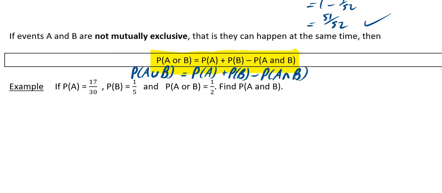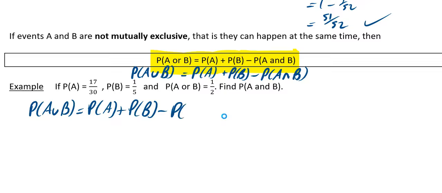And then we can fill this in. So the question here asks us to find the probability of A and B. And it mentions A or B, so let's just write down your formula. So the formula is going to be probability of A union B is equal to the probability of A plus the probability of B minus the probability of A intersect B.